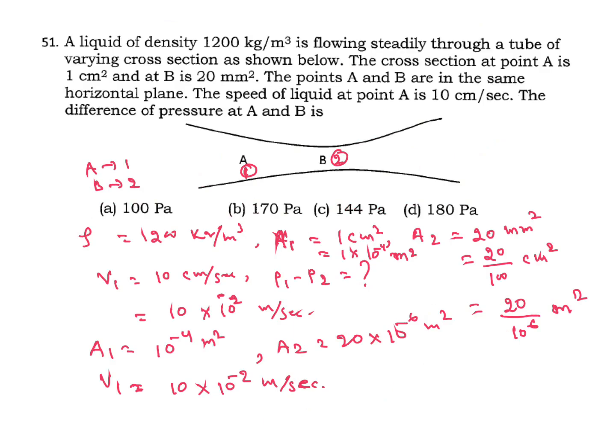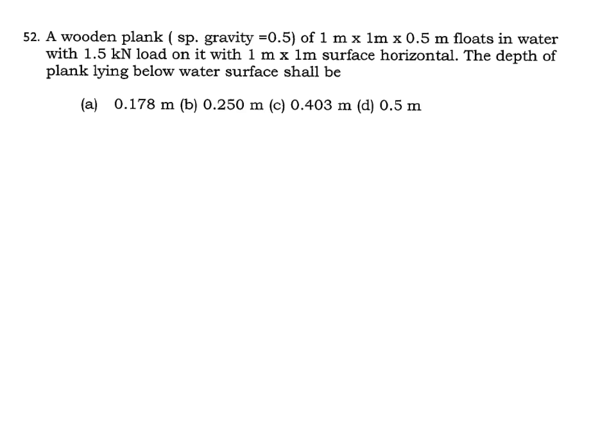A wooden plank, specific gravity 0.5, of 1 meter into 1 meter into 0.5 meter, floats in water with 1.5 kilonewton load on it with 1 into 1 meter square surface horizontal. The depth of plank lying below water surface shall be how much? So it's a rectangular plank with load.